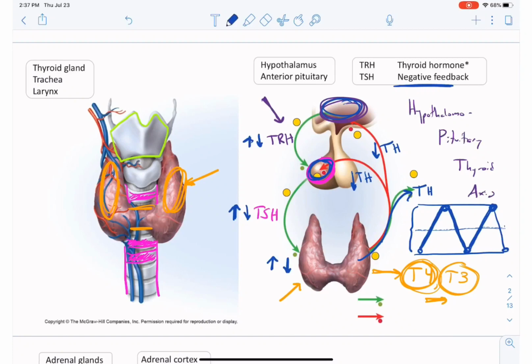Then negative feedback kicks in again, and that causes circulating levels to go down. Then it reaches this lower point, and negative feedback goes away. And this is what happens all throughout the day, and it allows thyroid hormone levels to stay within this specific range that the body wants it to be in.